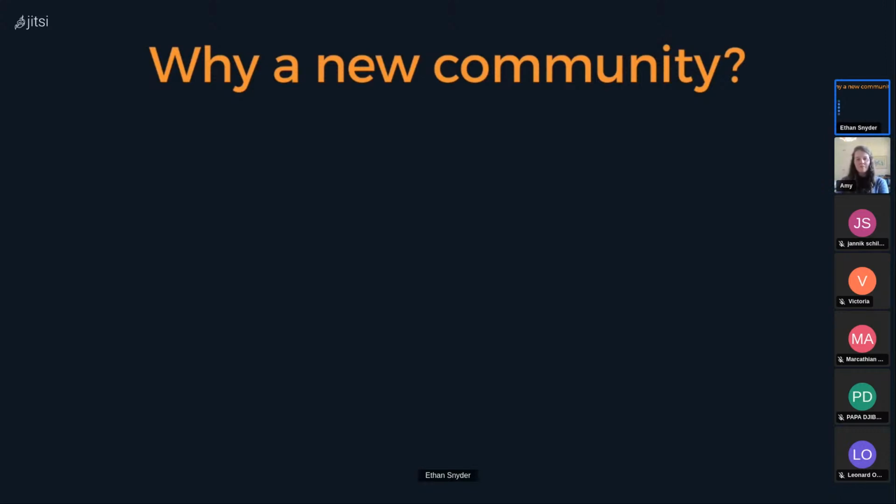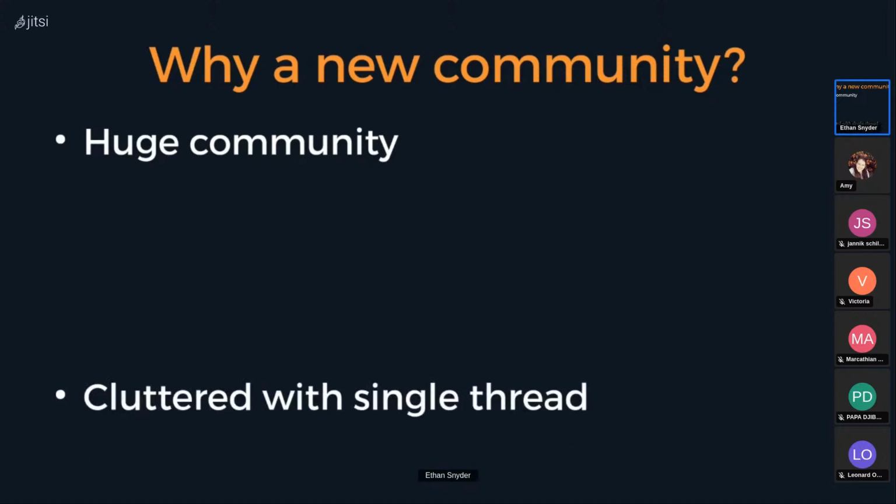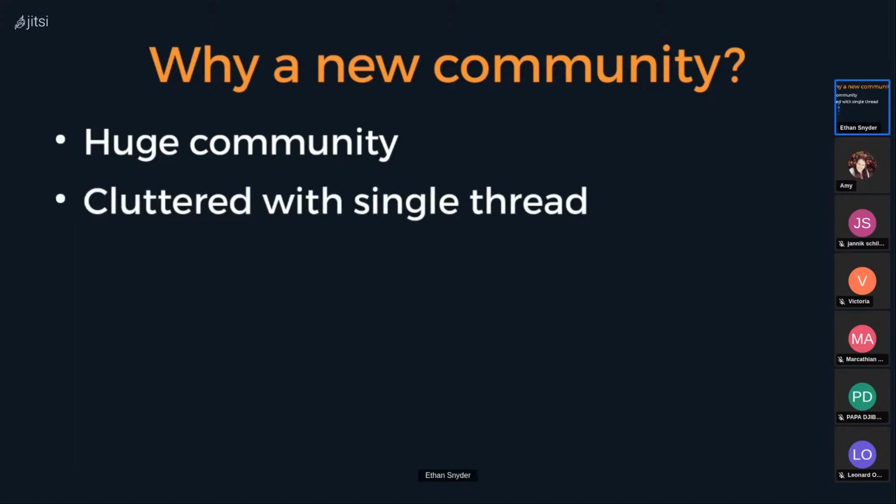So also, why a new community? Some more reasons. QGIS has a very huge community, and this is a very good problem to have. One thing that's nice about open source projects is there's usually a really nice big community behind it. Another big open source project which has a big community would be Blender. So we need something to house this community. And right now things are very cluttered with the single-threaded solutions like Matrix and Telegram.